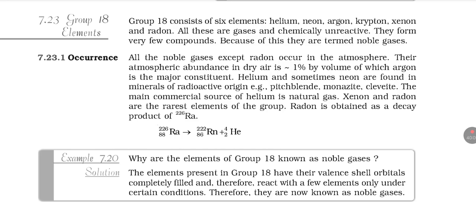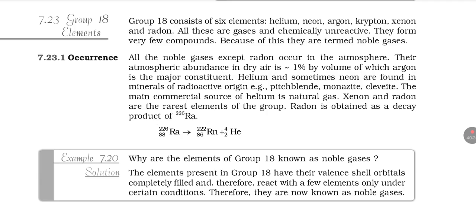Group 18 elements. Group 18 consists of 6 elements: helium, neon, argon, krypton, xenon, and radon. All these are gases and chemically unreactive. They form very few compounds. Because of this, they are termed noble gases.